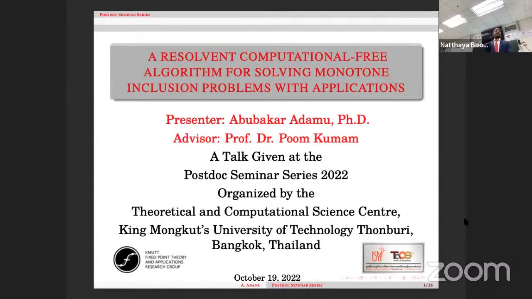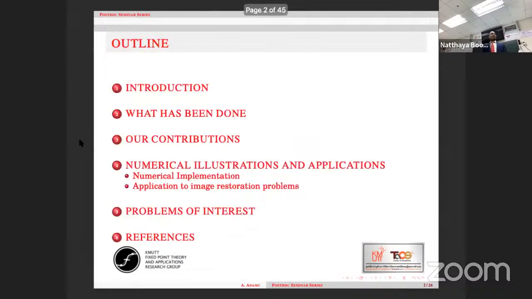Good afternoon once again. Today our talk will be on our recent result titled A Resolvent Computation Algorithm for Solving Monotone Inclusion Problems with Applications. This is one of our most recent results. Here's the outline of our talk for today.